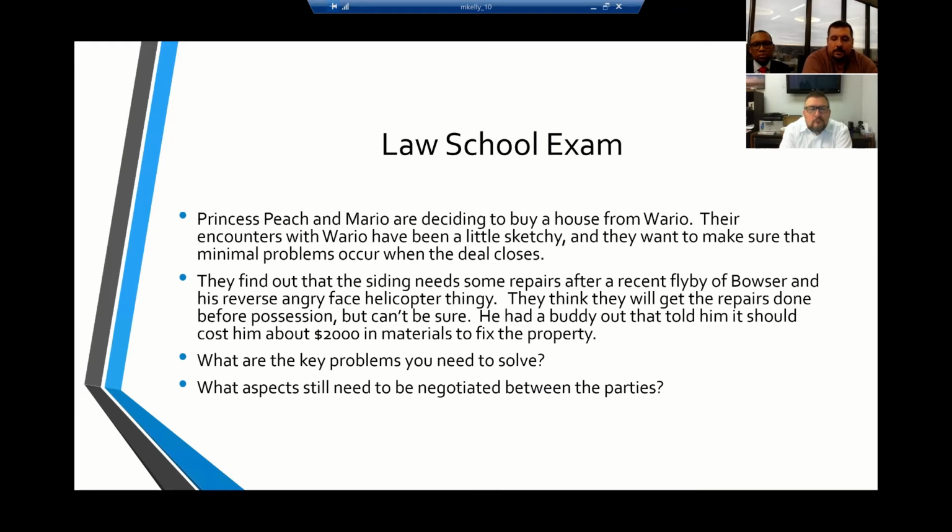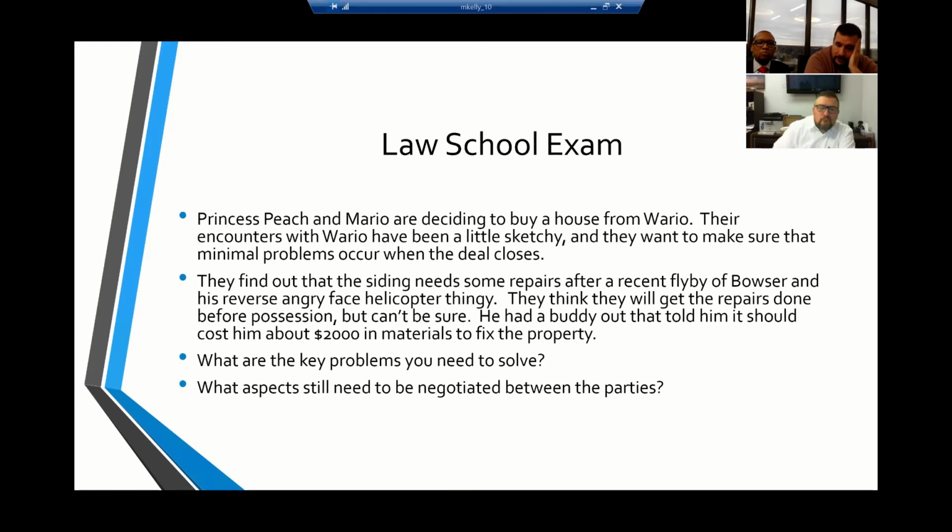There was some siding that needs some repairs after a recent flyby by Bowser in that reverse angry face helicopter thingy that he tends to drive around in, and they think that they should get some repairs done before possession. Wario says he will get it done before possession, but he can't be sure. He had a buddy who told him it should cost about $2,000 in materials to fix the problem. What are some of the key problems?